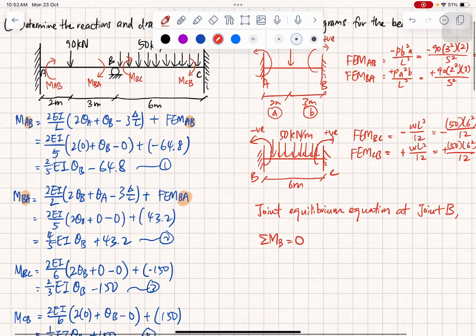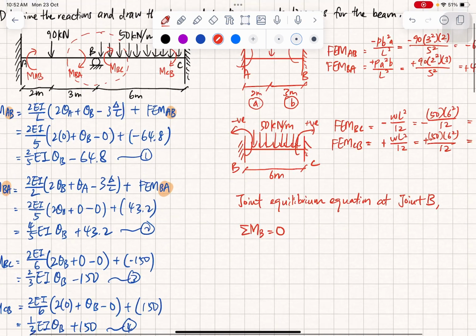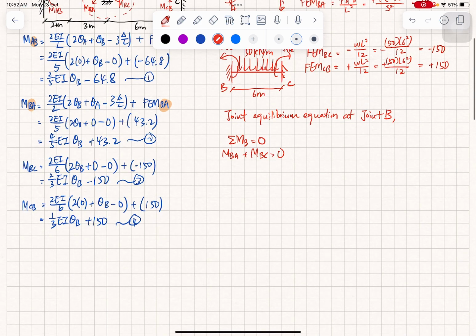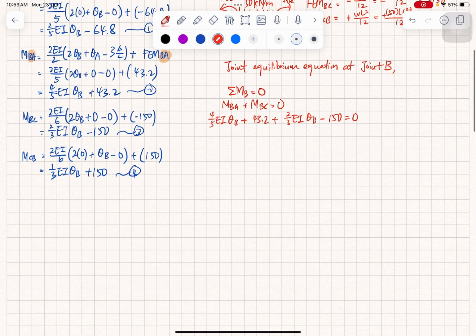Okay, so let us look at this point, at joint number B. So what are the equations that you can get? MBA plus MBC is equal to 0, because they will counteract each other. So we can write MBA plus MBC equals 0. So we just substitute equations 2 and 3. EI theta B plus 43.2 plus 2 over 3 EI theta B minus 150 equals 0.